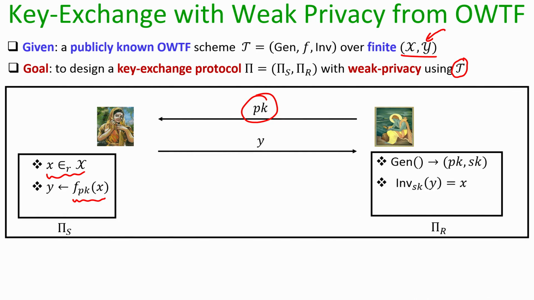Now, since the receiver possesses the secret key or the trapdoor information sk, it can compute the output of the inverse function on the input y under the key sk, and obtain the same x which has been used by the sender to compute the output y. Both sender and receiver can now output a common value or a common key, namely x.